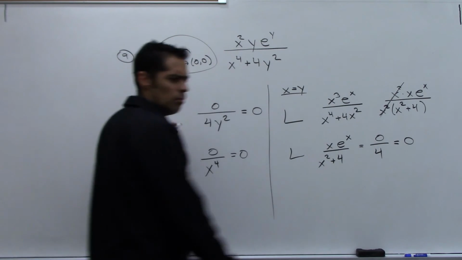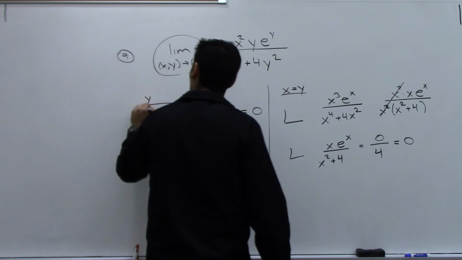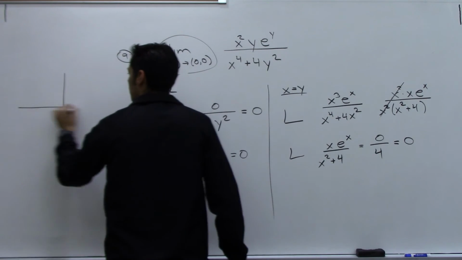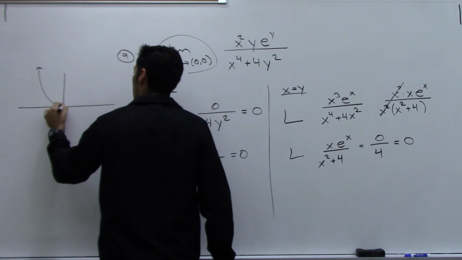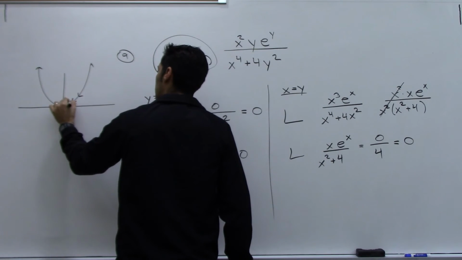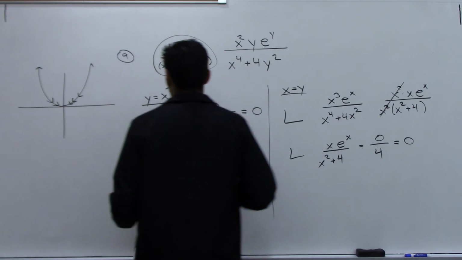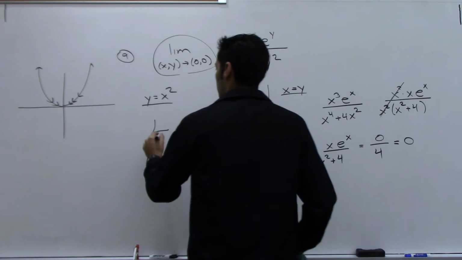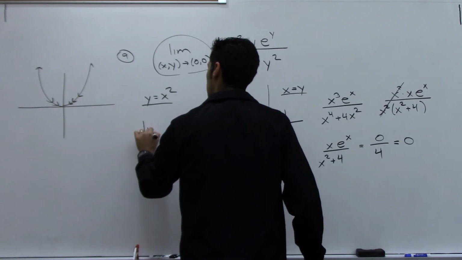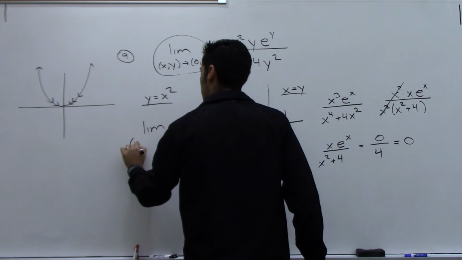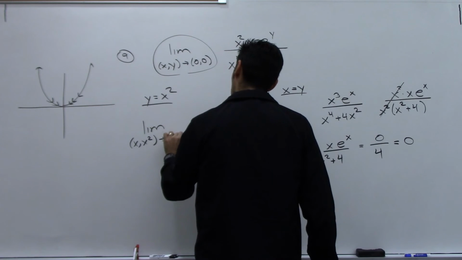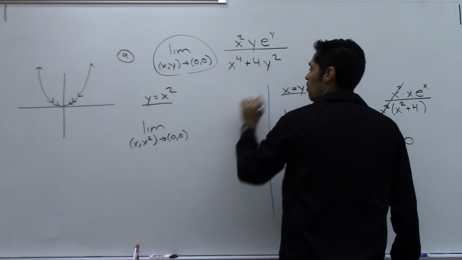Let's try y is x squared. So what I'm doing is I'm actually approaching the origin along this parabola. So I'm coming in like this. And so I'm going to do the limit. This one, I'm going to write it out. Limit as x, x squared approaches 0, 0. So I'm replacing all my y's with x squareds.